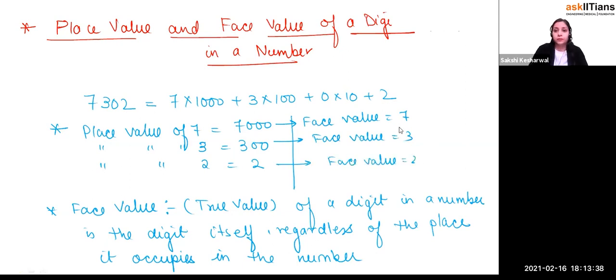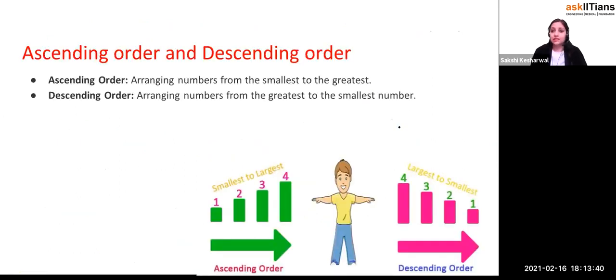Okay, now let's come to the ascending and descending order. Everyone knows what an ascending order is. You see this picture, it is a very good thing. Ascending means anything which is increasing, right? So you arrange the numbers from the smallest to the greatest. And descending means decrease, like this, there's a decrement. So you say from the greatest to the smallest. You can say that you are going from largest to smallest. It means what?